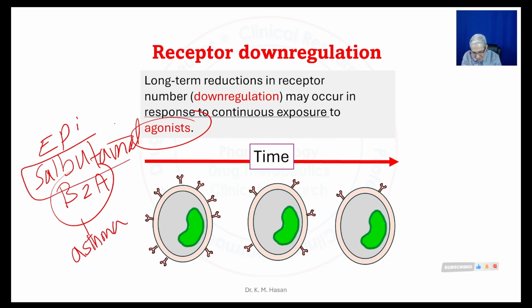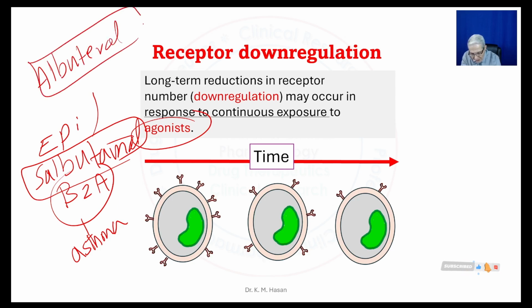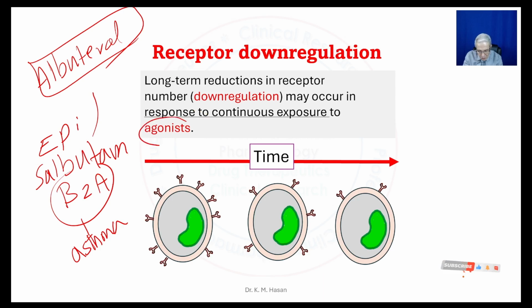Another name for salbutamol, which is the European name, is albuterol. It's an inhaler, a beta 2 agonist for asthma. This is an agonist. It stimulates the receptor. So you can see here, when you use agonists, we try to stimulate this receptor.